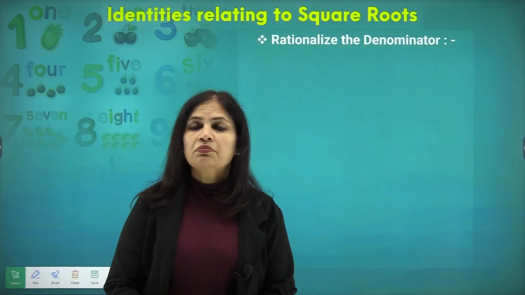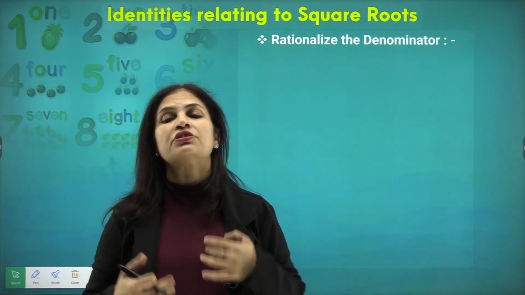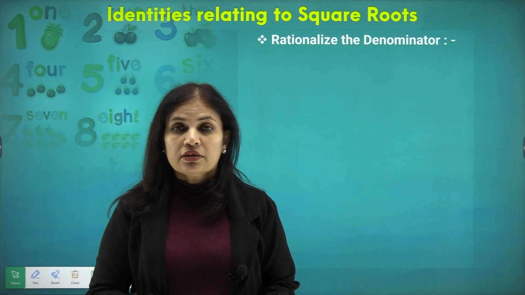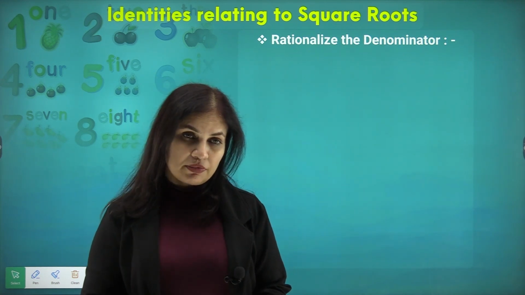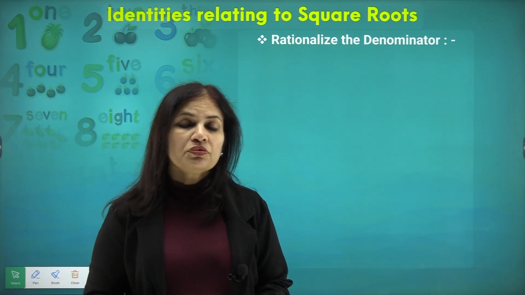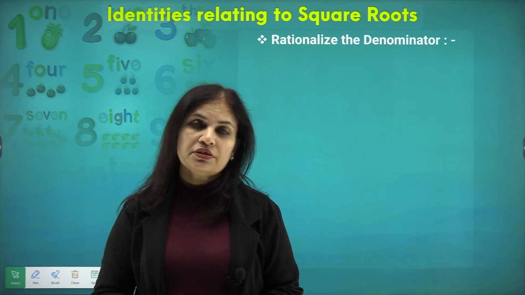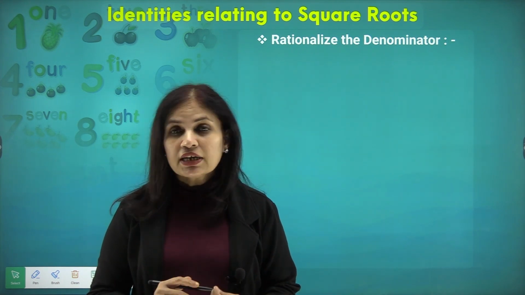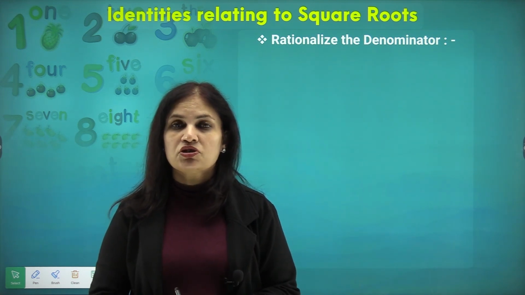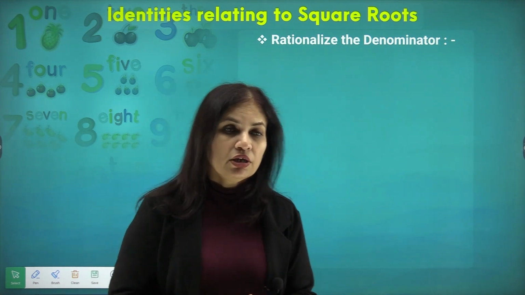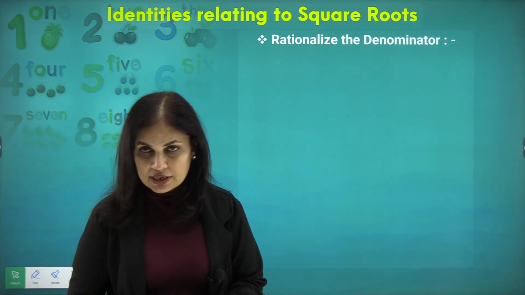Now we come to the most important part of operating with irrational numbers: how to rationalize the denominator of an irrational number. It's very important to rationalize the denominator, because whenever we write an irrational number, it's very convenient to find the value of a number if its denominator is rational. Let me show you with the help of an example.